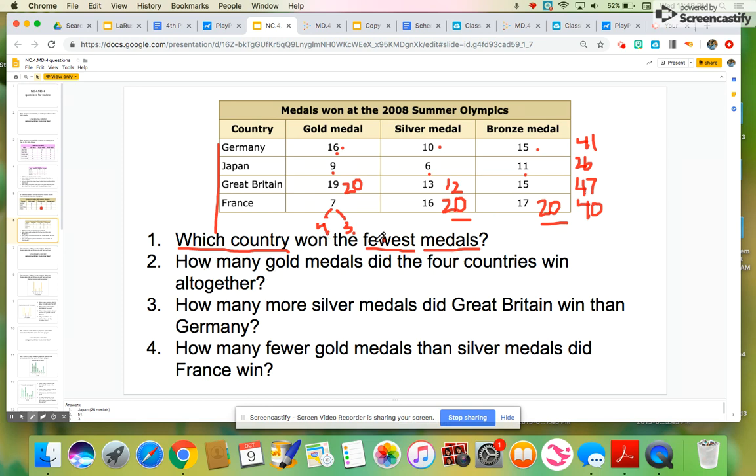Now I can figure out which country won the fewest medals. Well, I know that the smallest out of these 4 numbers is 26, and that goes with Japan. So Japan won the fewest medals.